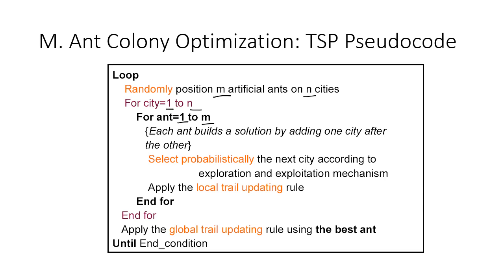The probability of the next city to be selected is based on the exploration and exploitation mechanism. The factors would include pheromone strength, the next distance, or other factors. And then apply the local trail updating rule. And then end for all ants and end for all cities, and apply the global trail updating rule using the best ant. And you end when the termination criterion or termination condition has been met.